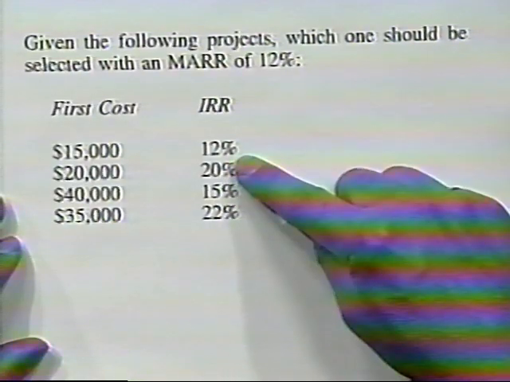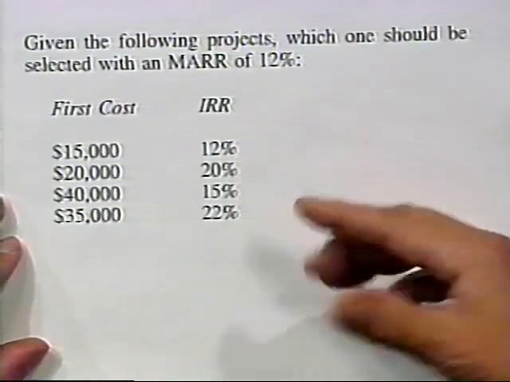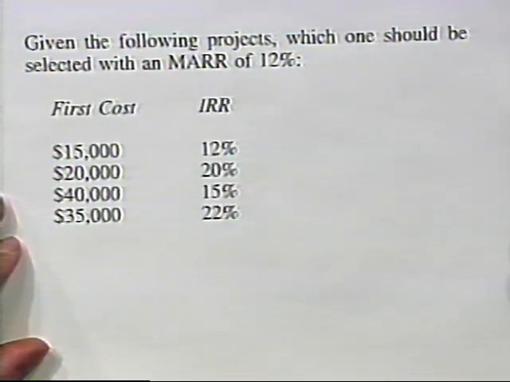Another point of view says, well, why not invest in all of them? They're all at least at our MAR, and we haven't been told anything to suggest that we can't do all of them. So why not do all of them?